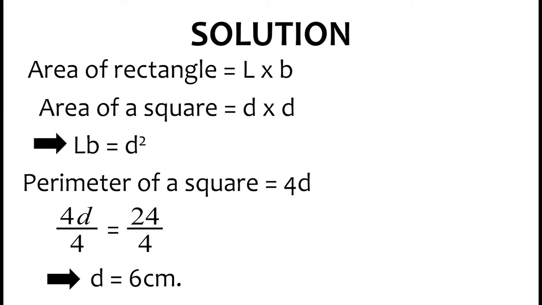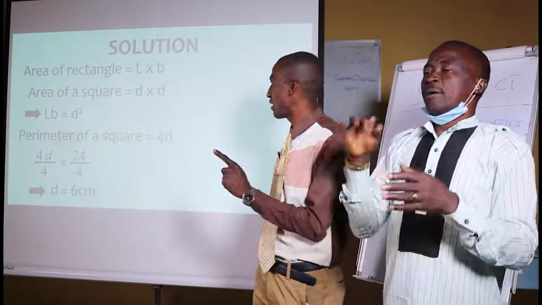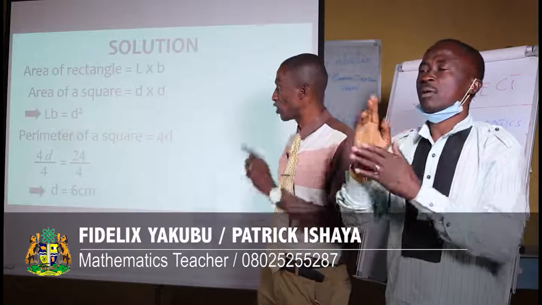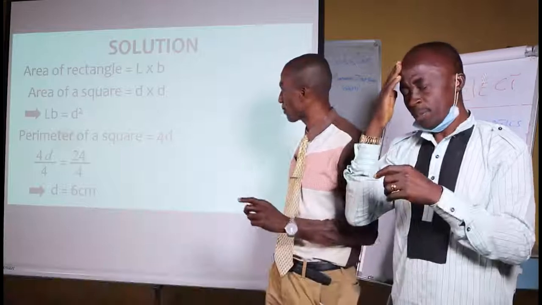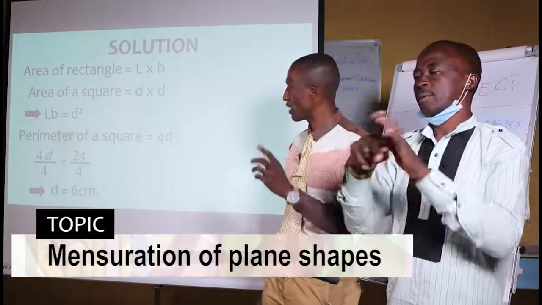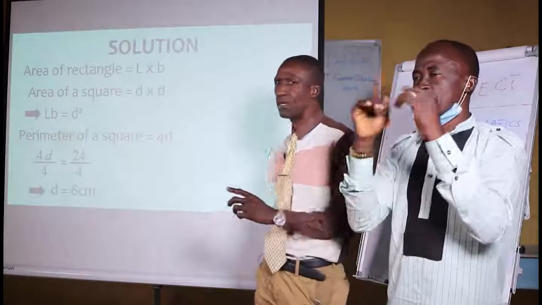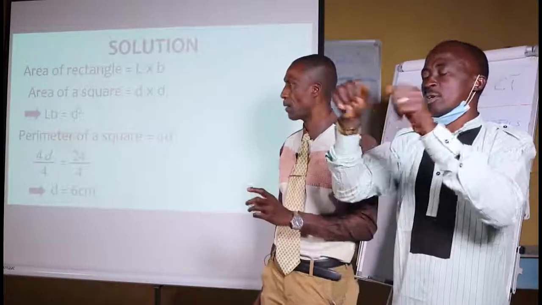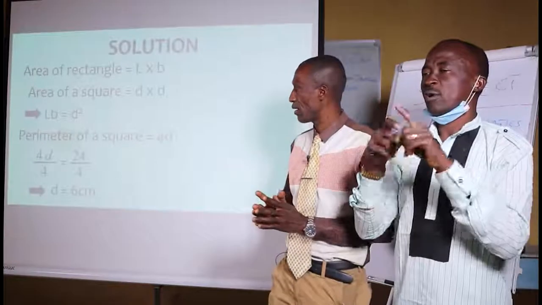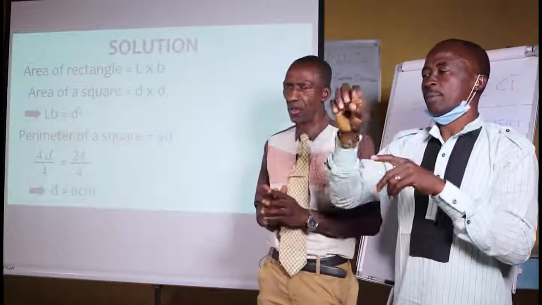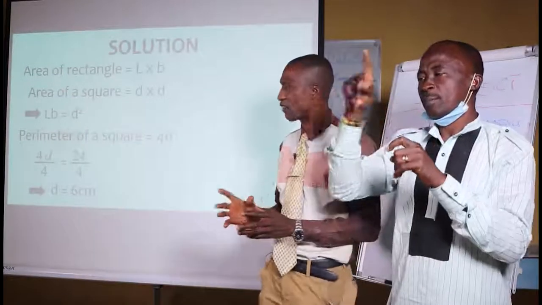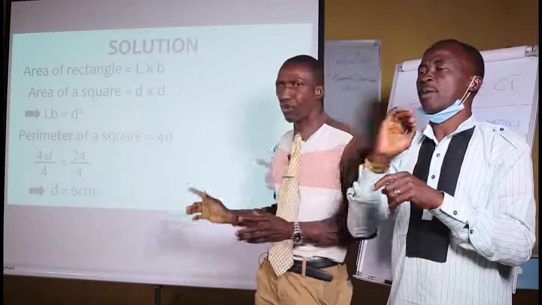It's very, very paramount, because if you don't get that, then you find it difficult to arrive at the correct answer. So you must know, my students, that LB, which is the area of the rectangle, is equal to d squared, which is the area of a square, based on the question. Then from the question, the perimeter of the square is given as 24.